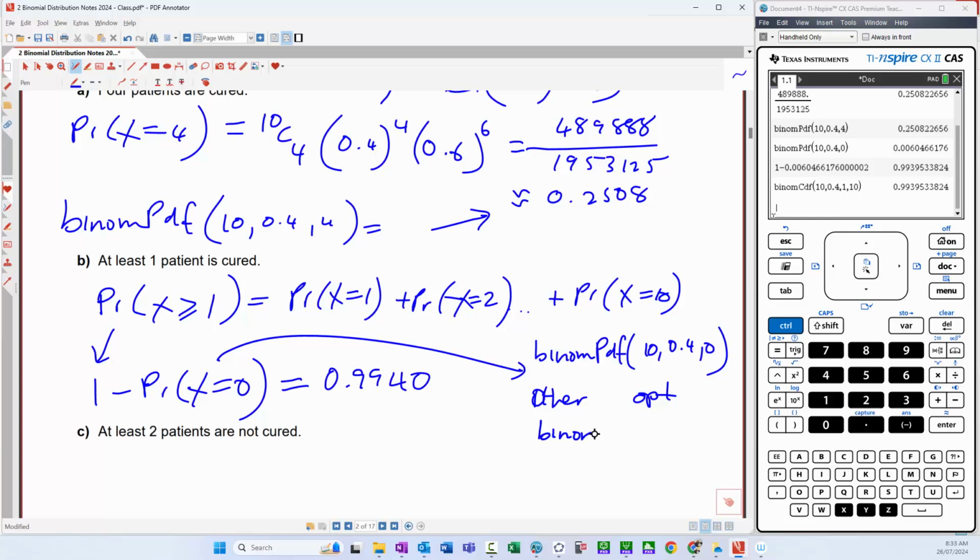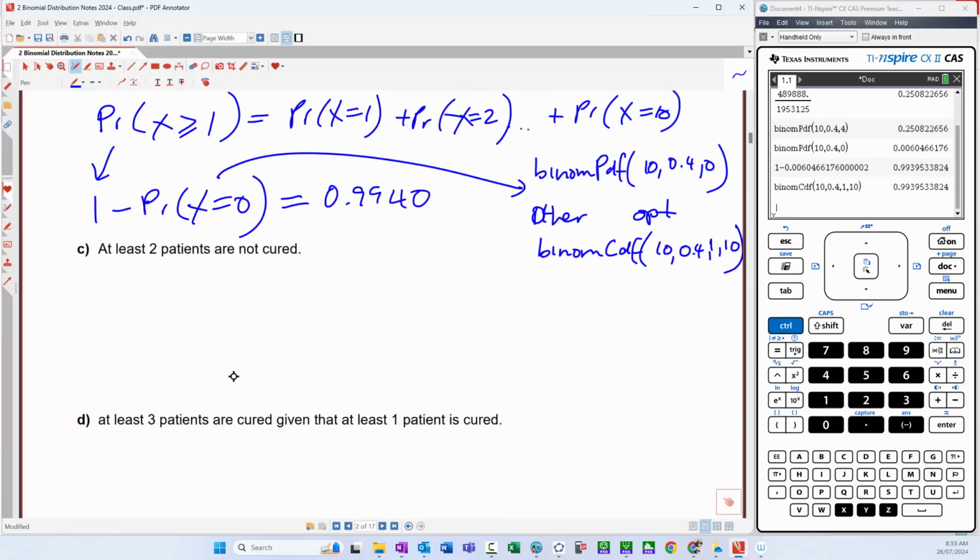So the other option is binom CDF 10, 0.4, and again noting that this requires one more parameter.